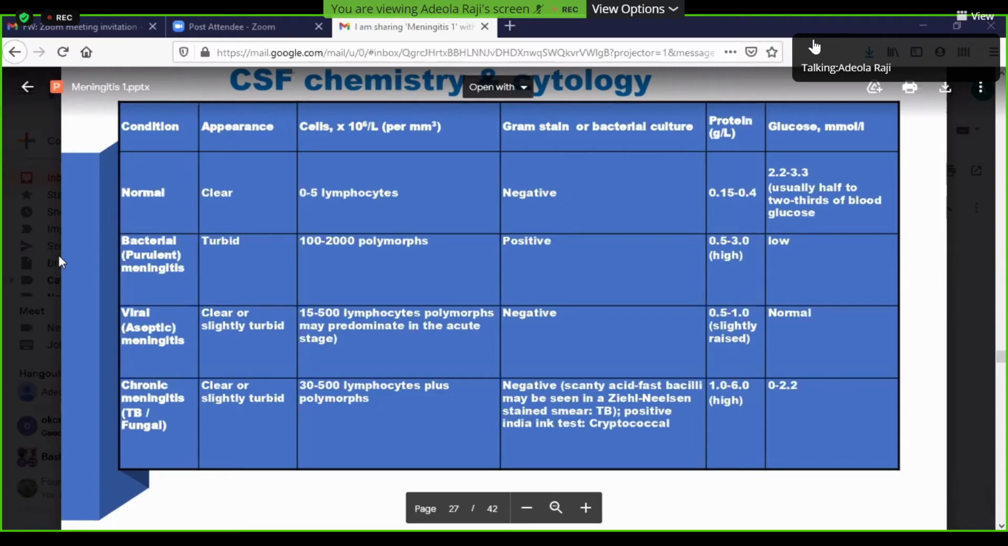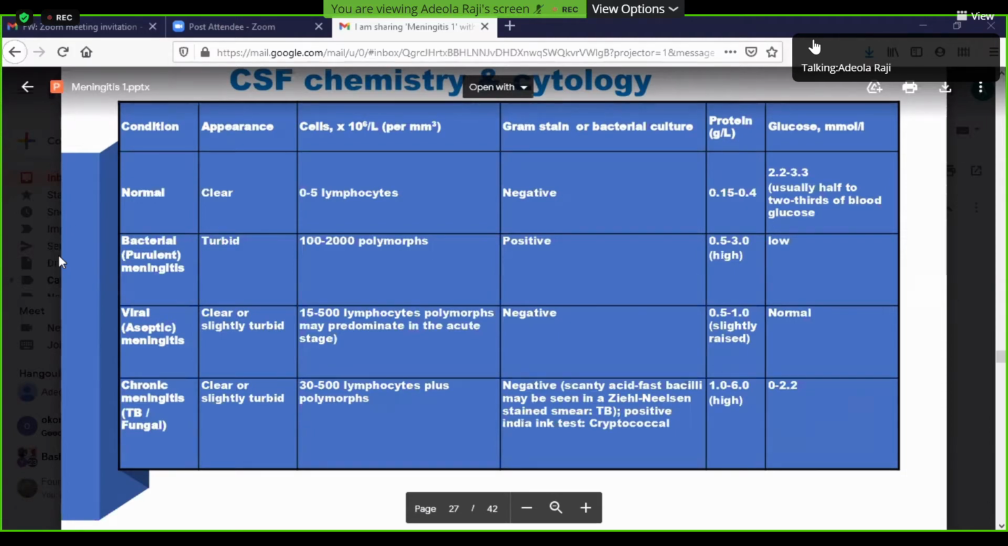With chronic meningitis, which may occur with agents such as Mycobacterium tuberculosis, which can occur with fungal agents, which can occur when you have poorly treated acute bacterial meningitis, the CSF may appear clear or slightly turbid. The white cell count is elevated. You can have a mixed picture of lymphocytes with polymorphs. And then when you gram stain, it's going to be negative because Mycobacterium tuberculosis cannot be stained using the gram staining technique.